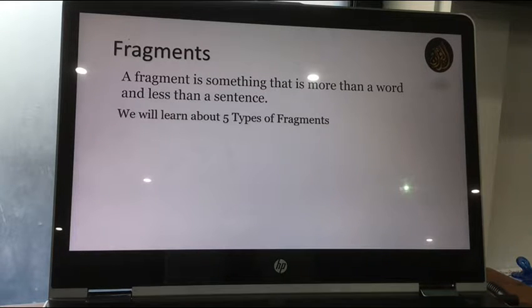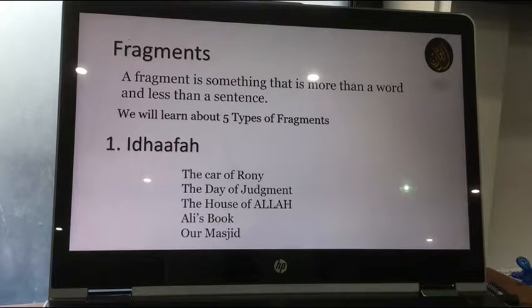So we learned about two types of fragments. First fragment was idafa, and the second fragment that we started last week is jar majroor, or you can call it harf of jar. Both of them have some similarities. Write it down: fragment 1 and fragment 2 have some similarities. What are the similarities? The first similarity is that in both cases, the last word, the second word, becomes a jar. Am I right or wrong?